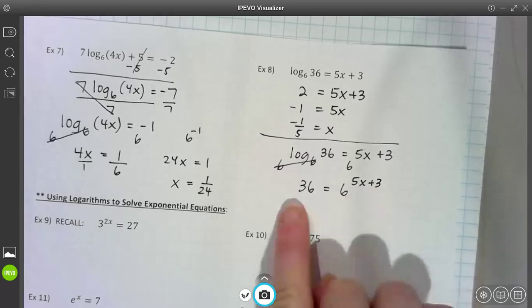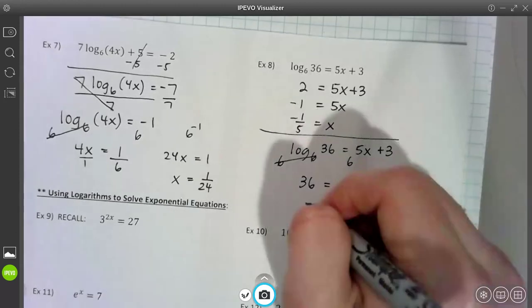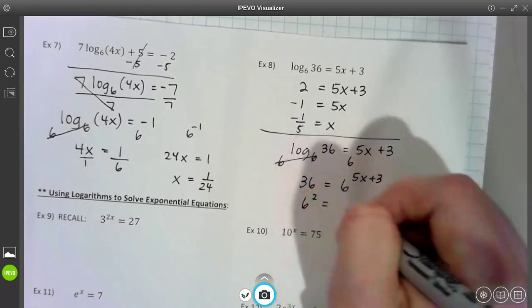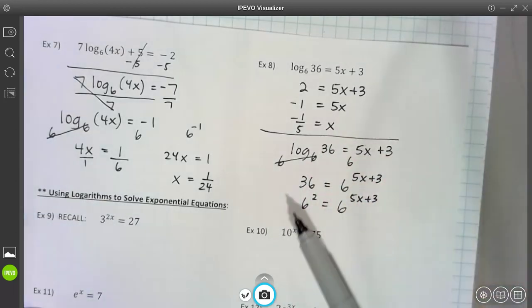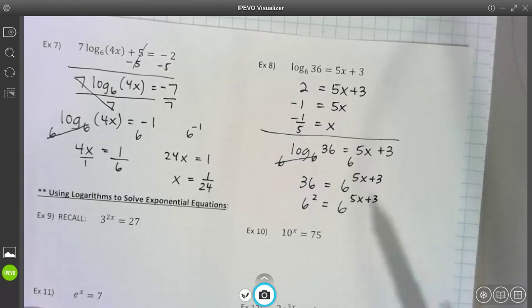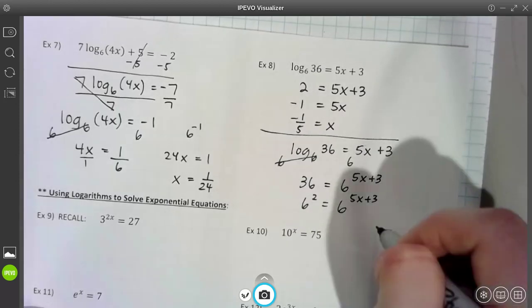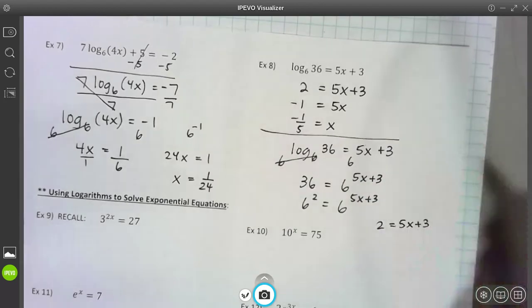But it's one of those ones where you can rewrite 36 in the same base as this one, and then it's going to end up saying 36 is 6 squared equals 6 to the 5x plus 3. And now it's if 6 to that equals 6 to this, what do the exponents have to be to one another? They have to be equal. And you end up setting your exponents equal to one another. All right, and you get the same exact answer.